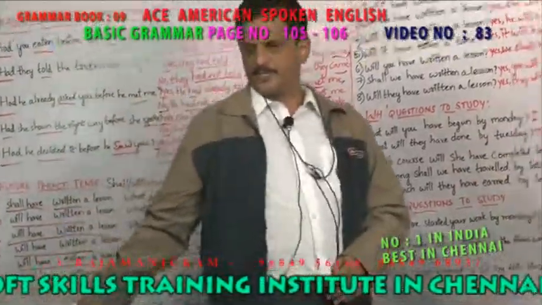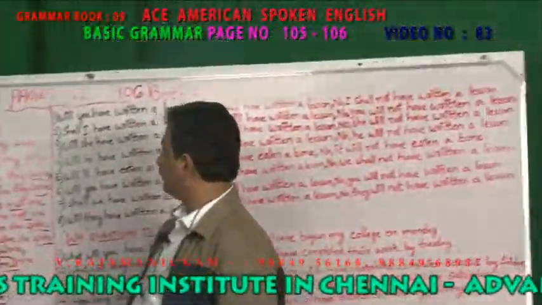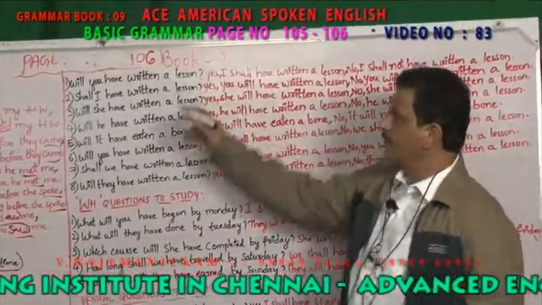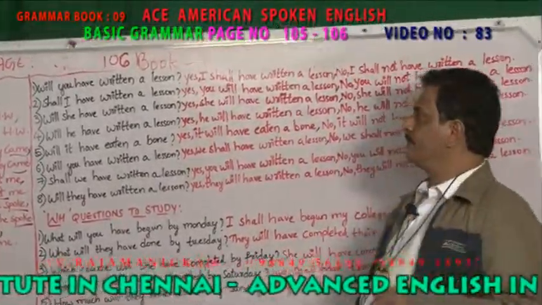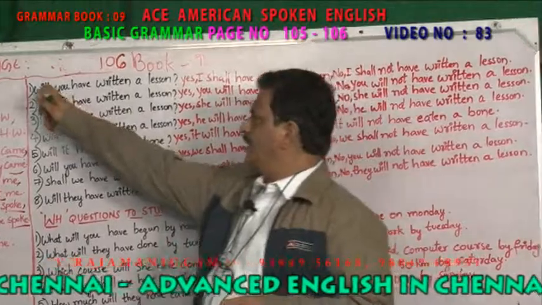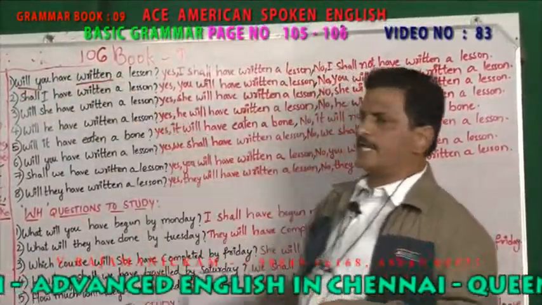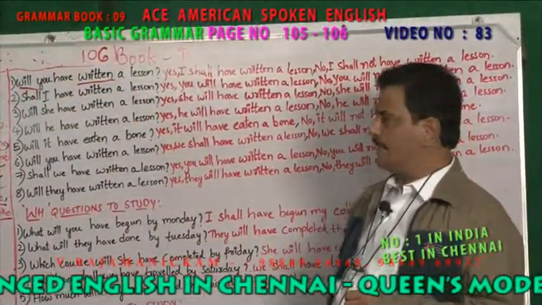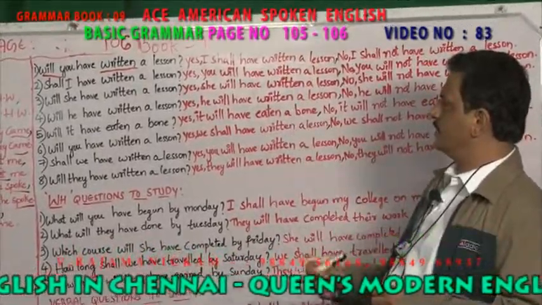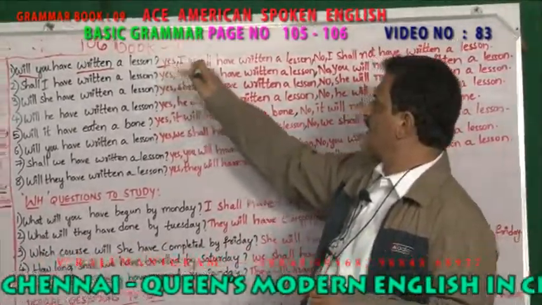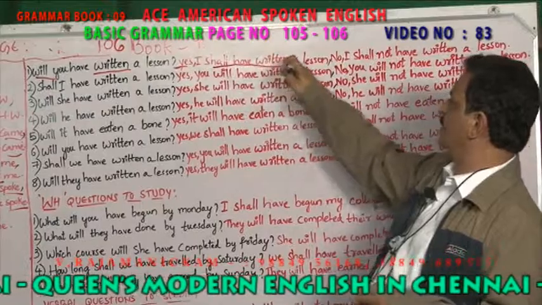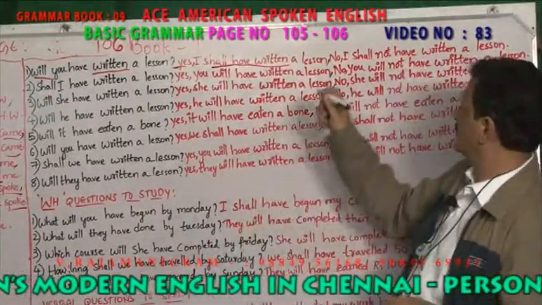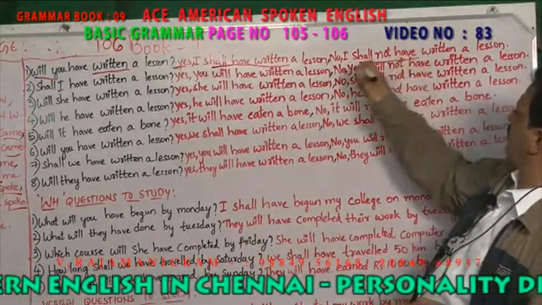Yes, please come this side. Ask a question. Yes or no question? Will you have written a lesson? You are asking a question, will you have written a lesson in a particular time? The answer is, yes, I shall have written a lesson. If it is no, no, I shall not have written a lesson.